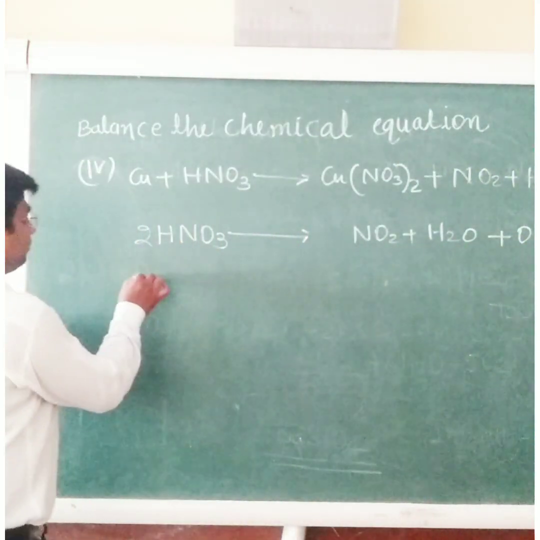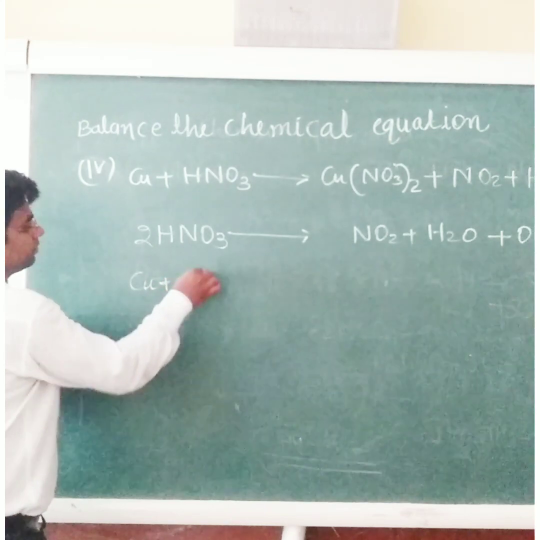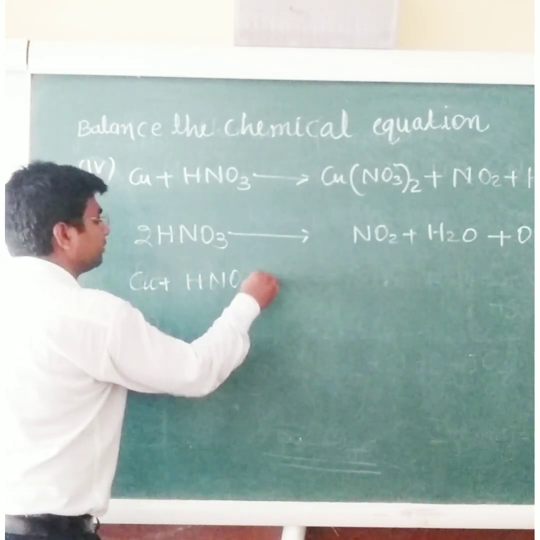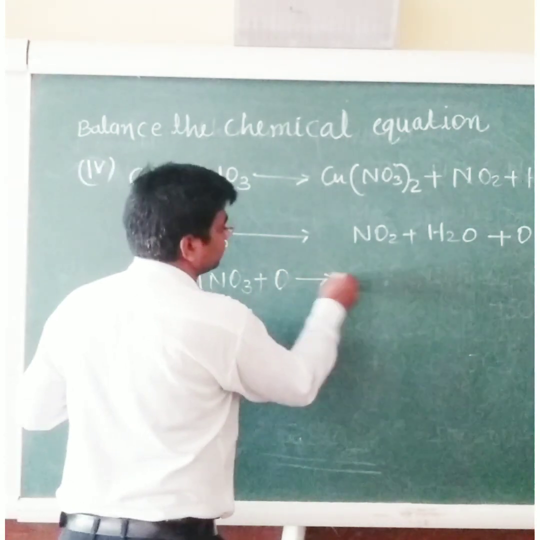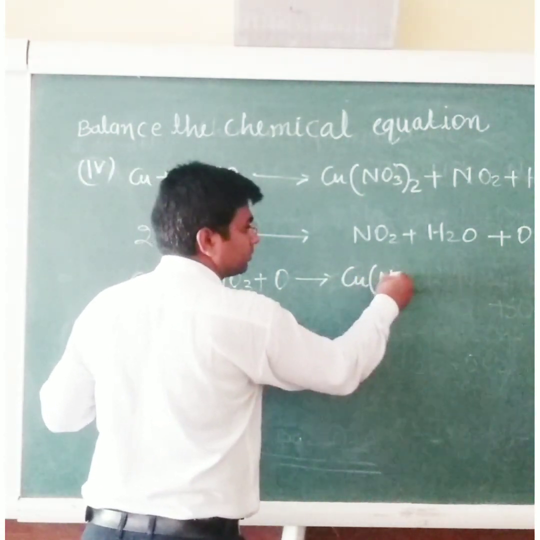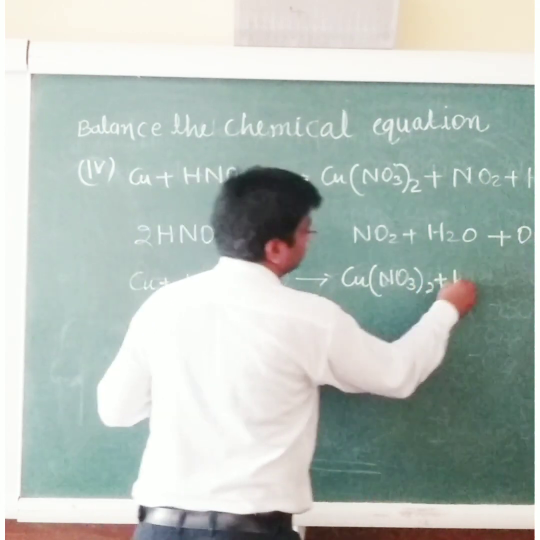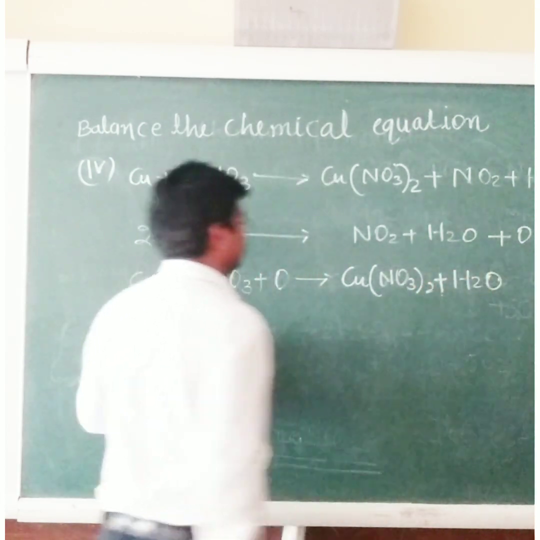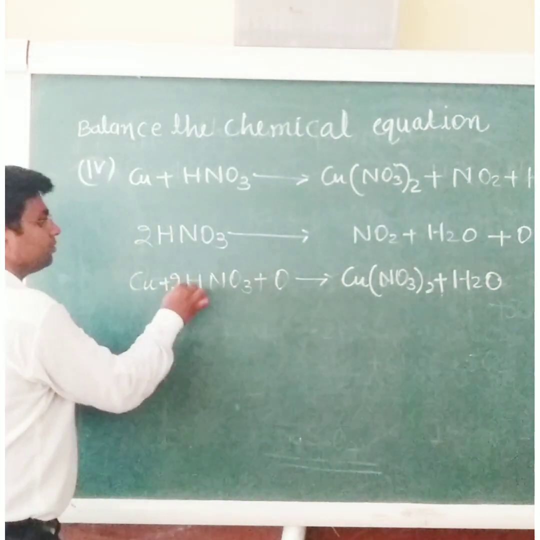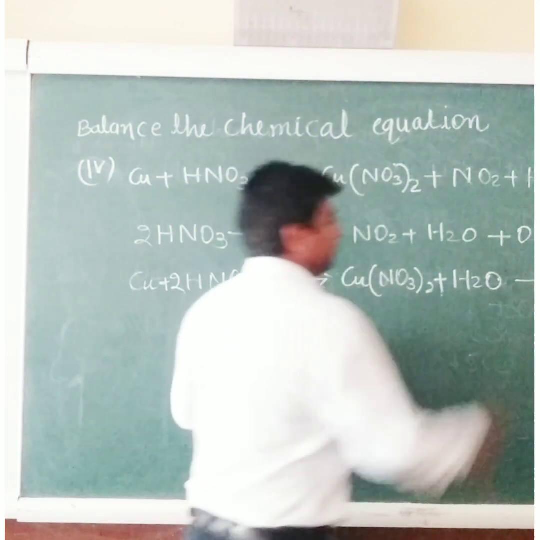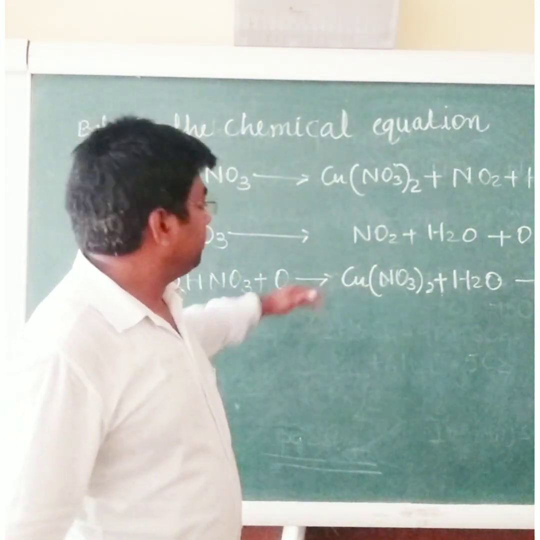Okay, second part, oxidation: Cu plus HNO3 plus 2 equal to Cu whole plus H2O. Now we need to balance the equation. This is the second equation. Now we need to balance.